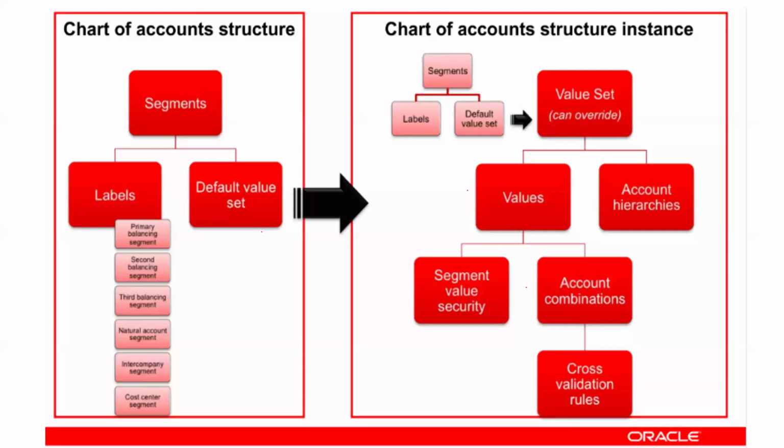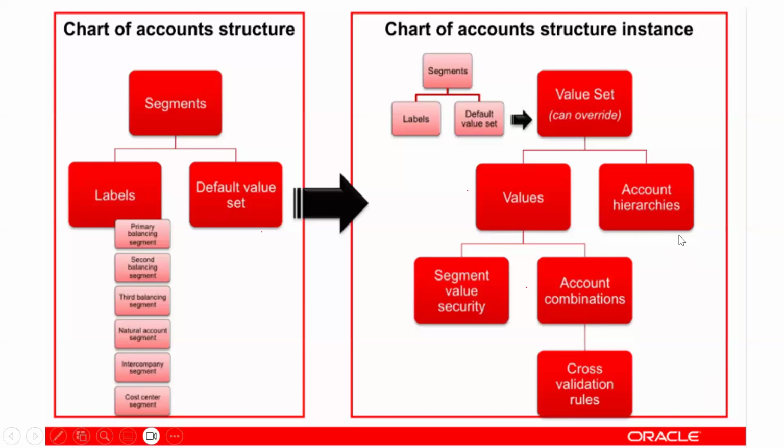These are the functionalities we will cover in the application at the general ledger level: cross validation rules, account combinations, security rules, and account hierarchy. These are the functionalities which can be enabled at an instance level based on your business process. Since we have multiple business processes, we can create multiple instances, and we can assign each functionality for each business process.